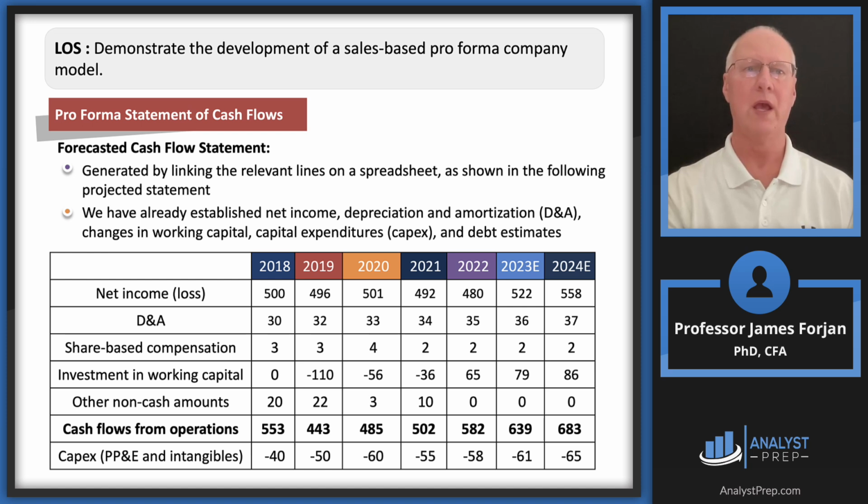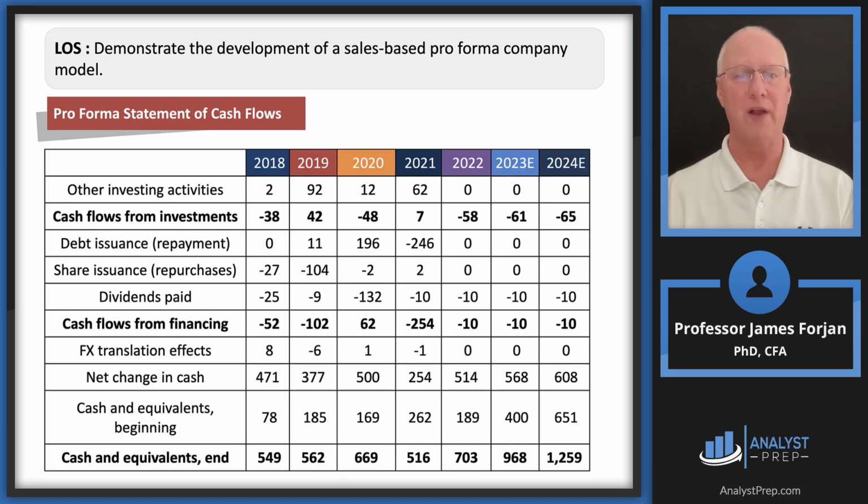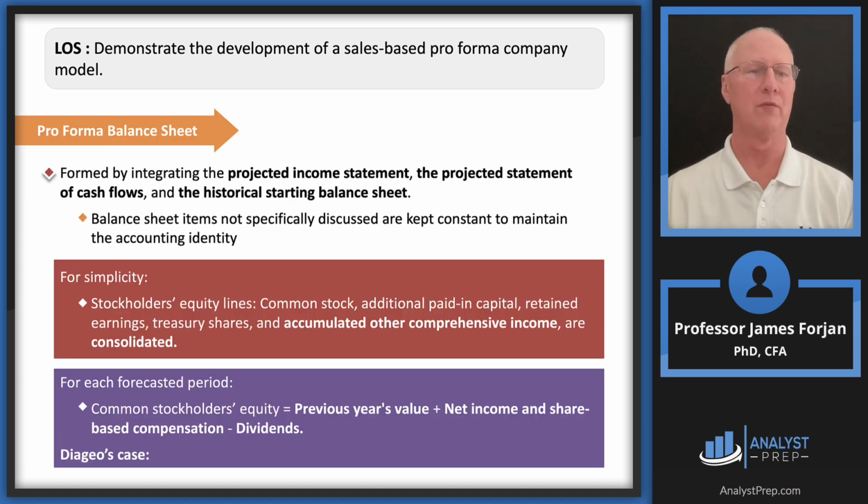This is my takeaway, and this is what I think is the most important question you could be asked. Make sure you can do cash flow from operations, from investments, from financing, and then you can go from the beginning cash to the end of cash. So there we go, from 549 all the way out to 1259 in 2024.